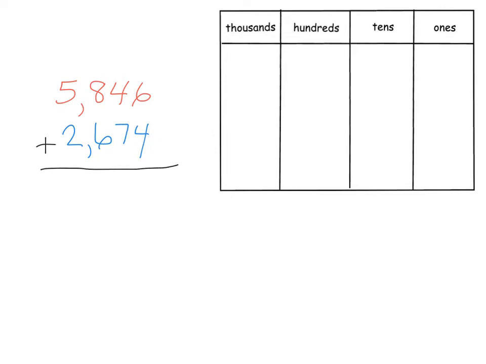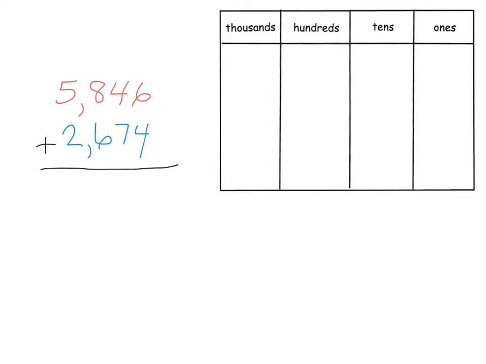All right, let's talk about addition with regrouping and what that looks like. So if I have 5,846 and I want to add 2,674, how would I do that? I put both numbers in two different colors so that we could look at them using the place value chart that I have off to the right.